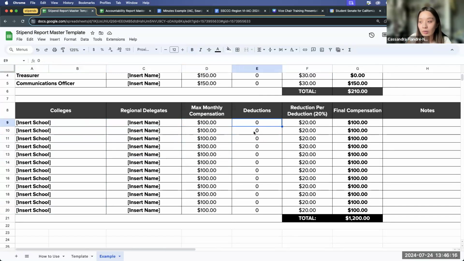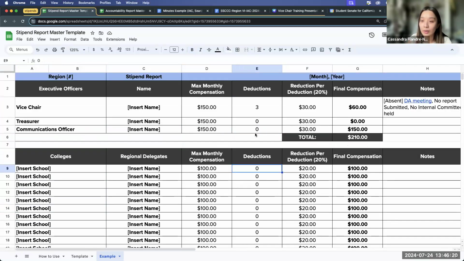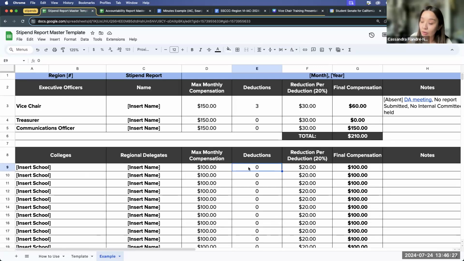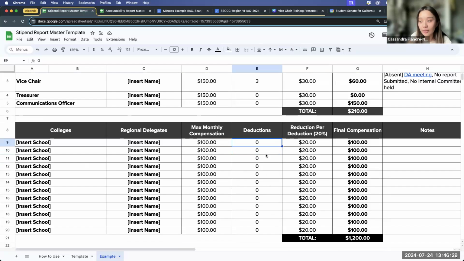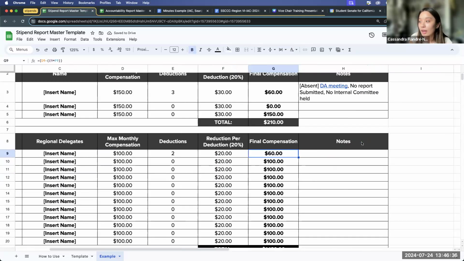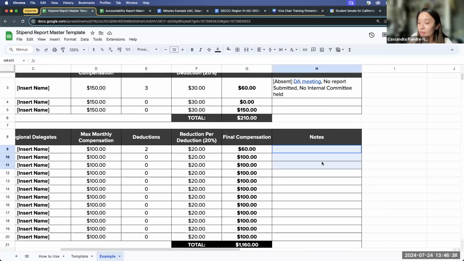So I do want to let you know that you will be made aware of the specific types of deductions, of whether or not they were absent to a regional meeting or absent to their statewide meeting, or if they did not submit a report or did not hold their regional internal committee meetings. But you can just put 2 here and you'll see automatically this will update. So again, you do not need to worry about that. And again, the notes here will follow the same format. So say for row 10 here, they had 0 deductions, then I would not put anything in the notes because they did not have any deductions.